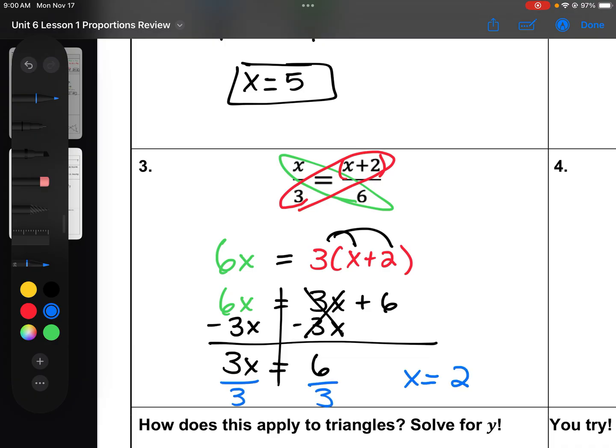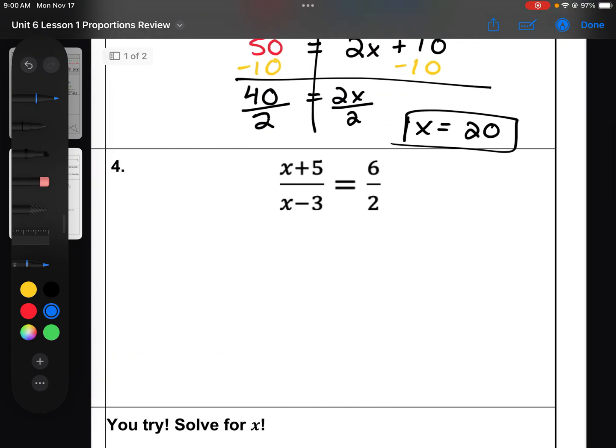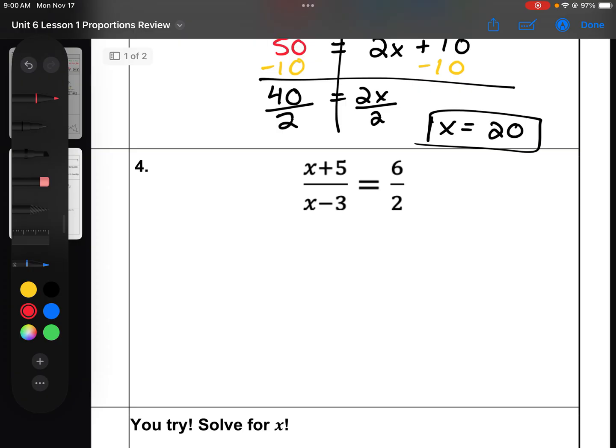X is equal to 2. That would be our answer for this question. Okay. And then number 4, I have x minus 3 times 6. When you multiply that out, you're going to get 6x minus 18.